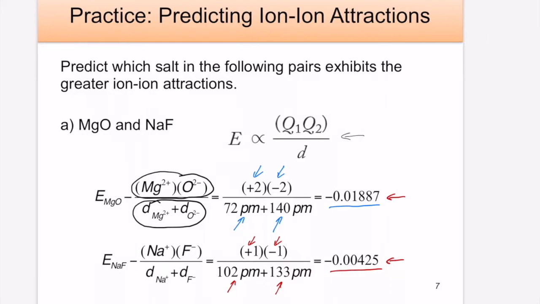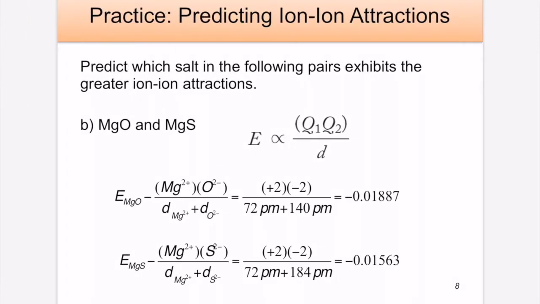Now if we look at magnesium oxide and magnesium sulfide, remember magnesium is the same on both of them. They both have +2 or -2 charges, so this part of the equation for both magnesium oxide and magnesium sulfide is going to be the same. The radius of magnesium is going to be the same in both of them. The only difference is going to be right there, the radius of oxygen versus the radius of sulfur.